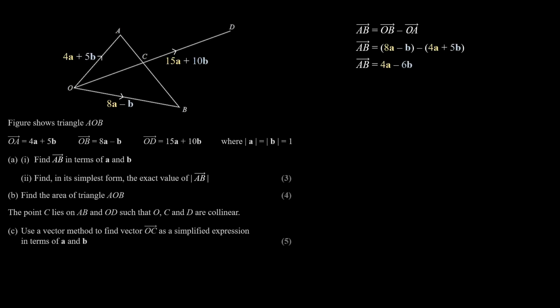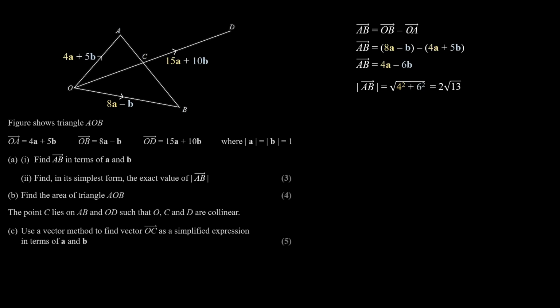It is given that the lengths of a and b are 1, and to find the length of AB, we consider a and b to be orthogonal to each other. Using the distance formula, AB equals square root of 4 squared plus 6 squared, which gives 2 root 13.